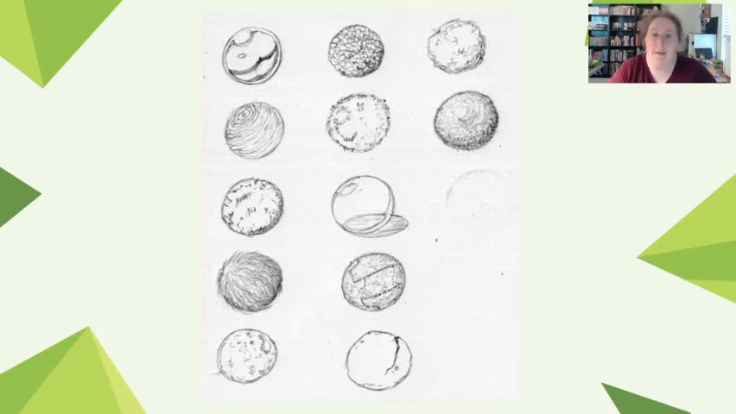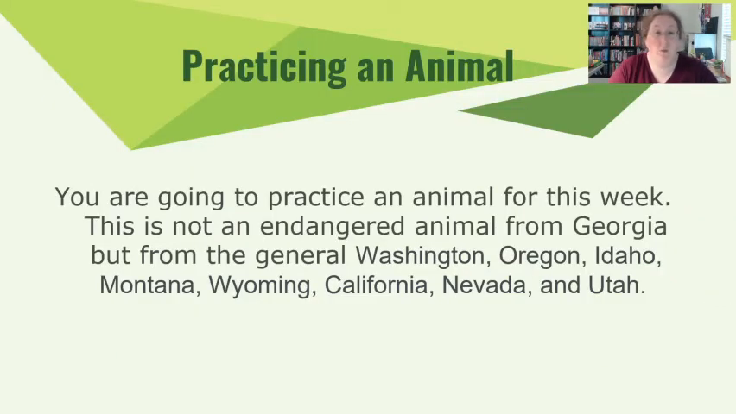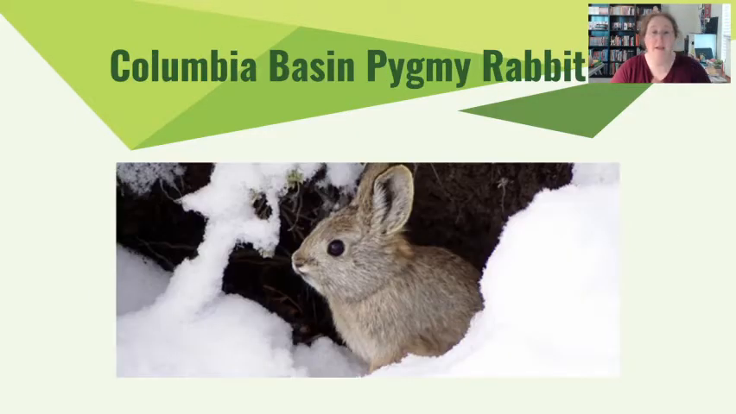But we haven't been drawing any animals yet, and some people have been asking me when we are going to start animals. Well, we're going to start practicing an animal this week, but we're not going to be using your endangered species just yet. Everybody is going to be practicing an animal. It's not from Georgia, but from the general Washington, Oregon, Idaho, Wyoming, California, the northwestern part of America. It's called the Columbia Basin Pygmy Rabbit.